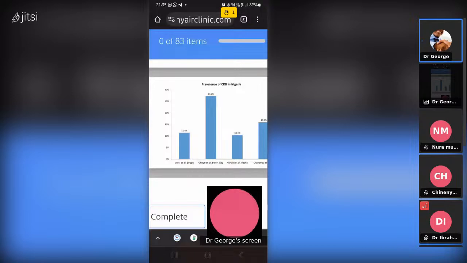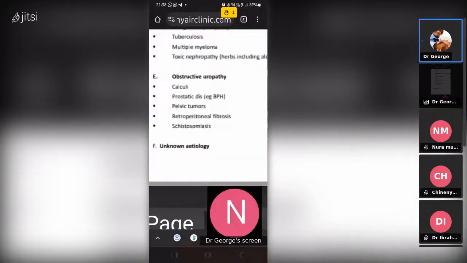So obstructive uropathies like calculi, those are like post-renal CKD. So calculi, prostatic disease like BPH, prostate cancer, pelvic tumors, retroperitoneal fibrosis, schistosomiasis. Then, of course, there's the unknown etiology, the ones that we cannot really explain, idiopathic, like we say in medicine.